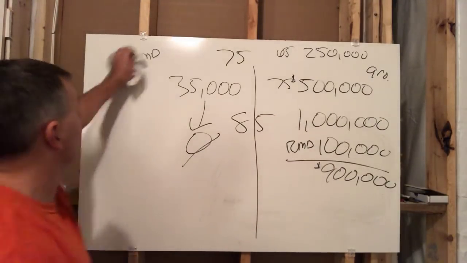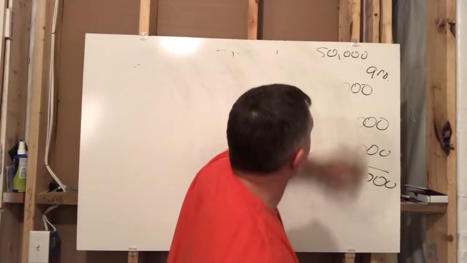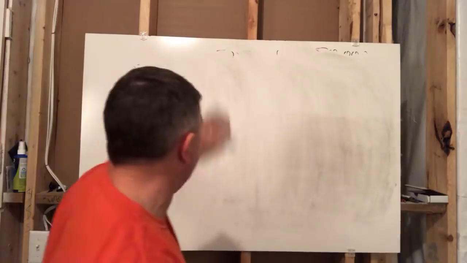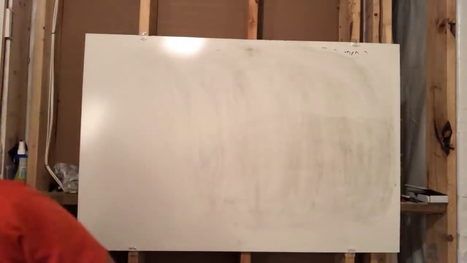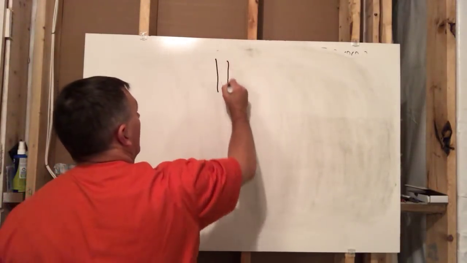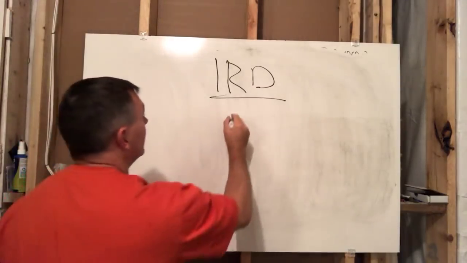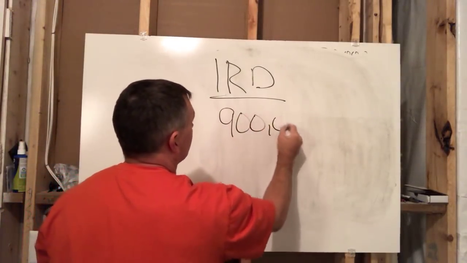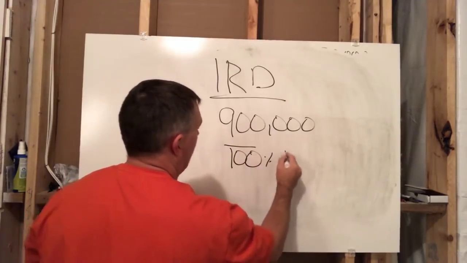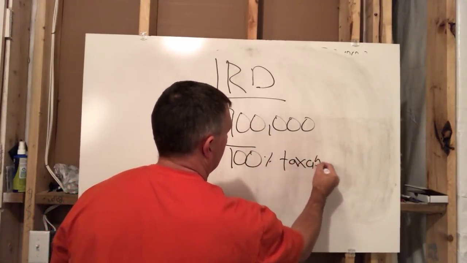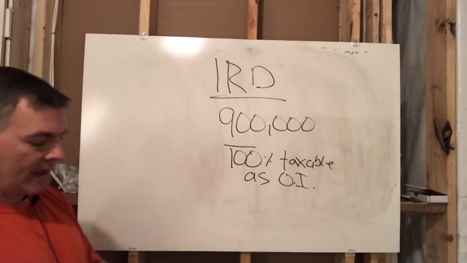So now we're dead. We're just leaving our children $900,000 at our death, which is not too shabby. But how much of that $900,000 are they going to get? This is where IRD comes in. IRD. Income with respect to decedent. $900,000, 100% taxable as ordinary income.